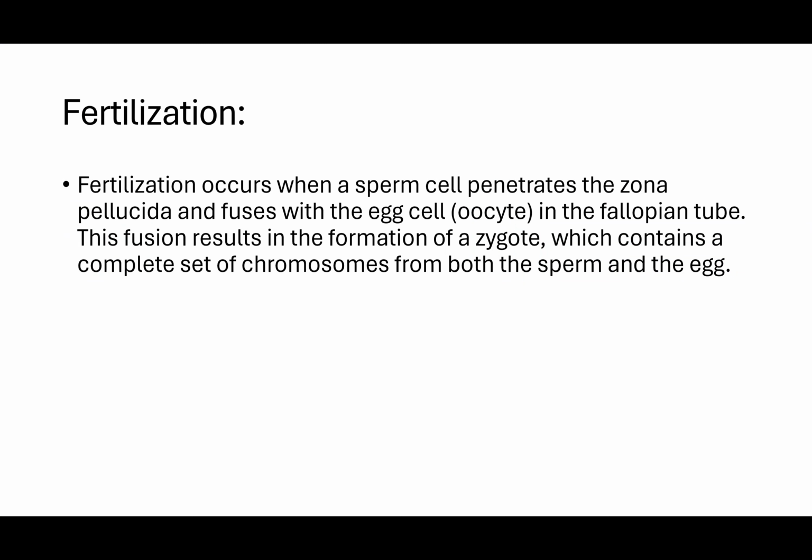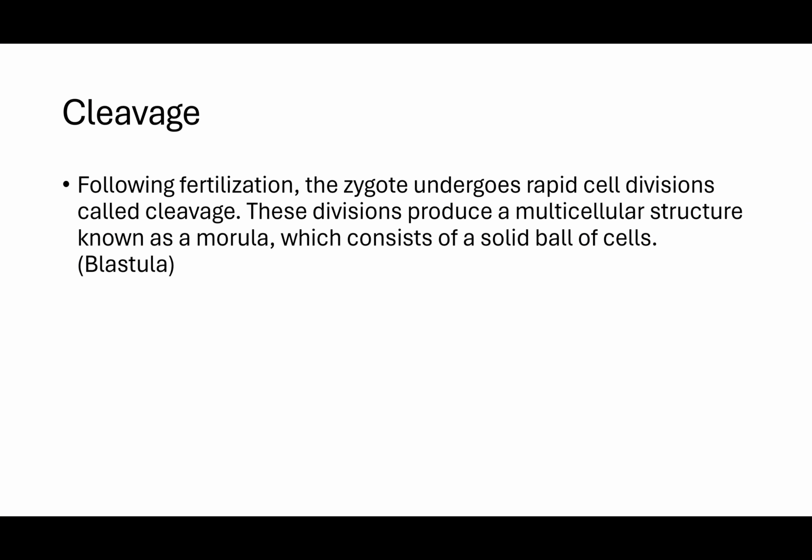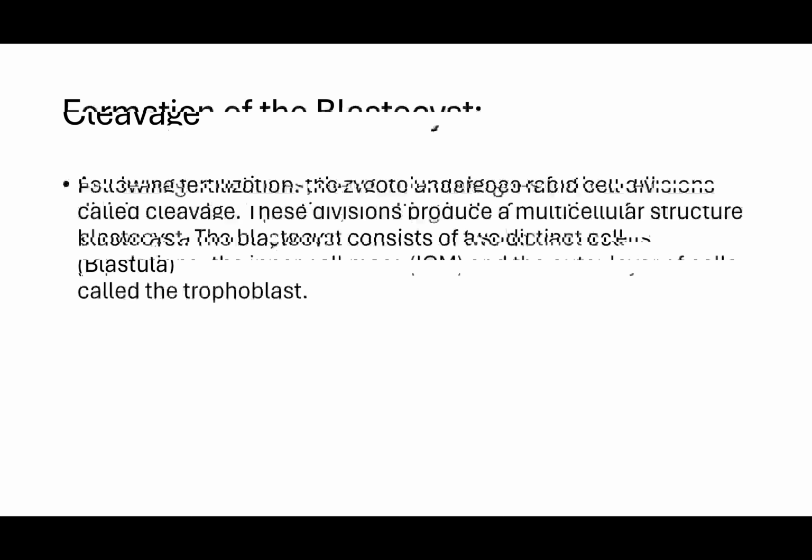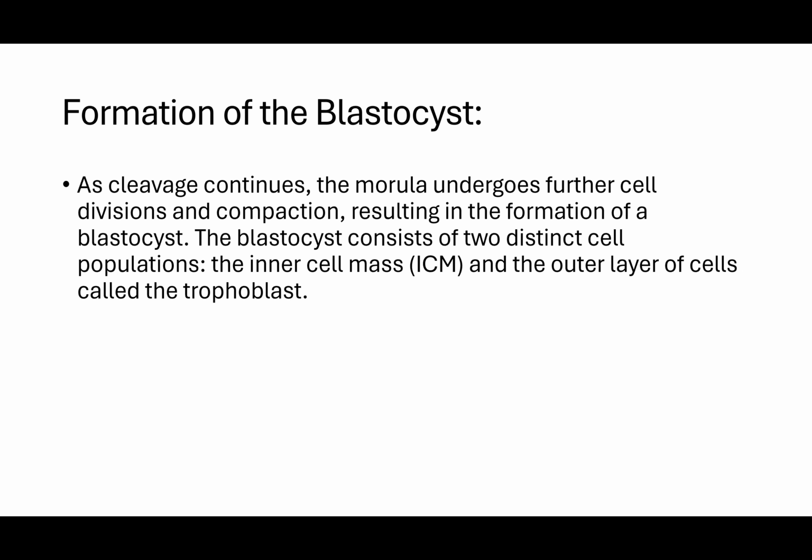Fertilization occurs. We know that fertilization has occurred, right? We spoke about it. Now, following fertilization, the zygote undergoes rapid cell divisions called cleavage, right? These divisions produce multicellular structures known as the morula, which consists of a ball of cells. We can refer to it as a blastula sometimes, but it's a morula mostly, right?